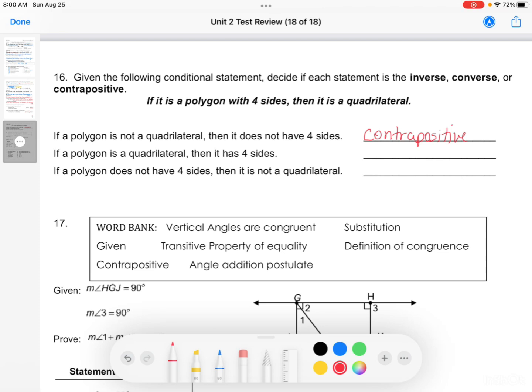And the next one, if a polygon is a quadrilateral, then it has 4 sides. So I flipped it, so that would be the converse. I remember when I talk about flipping it or reversing it, I'm talking about going back to the original. So the original was, if a polygon has 4 sides, then it is a quadrilateral. This one is adding nots into the statement. That's going to be the inverse.